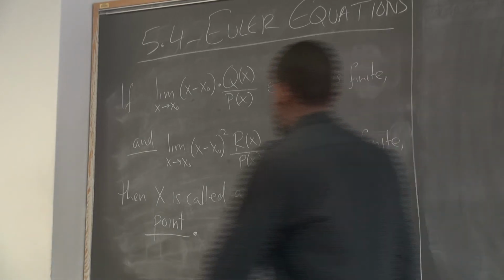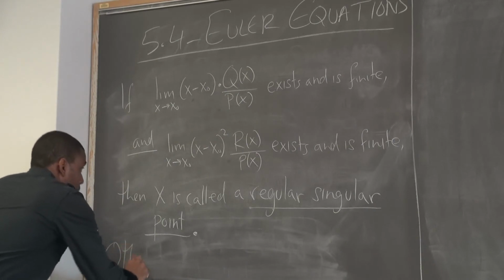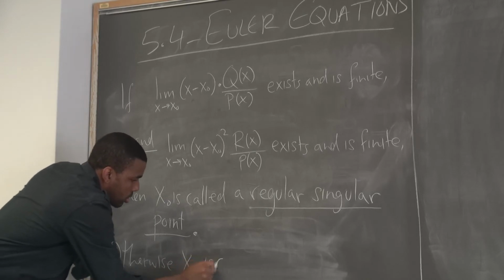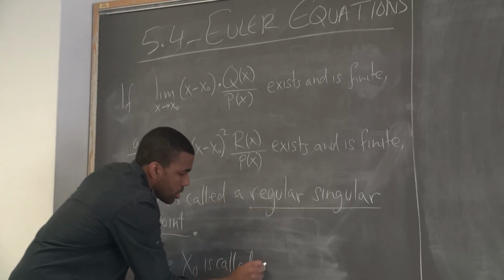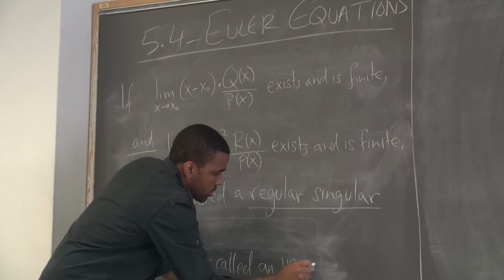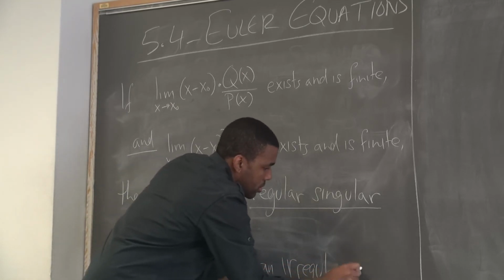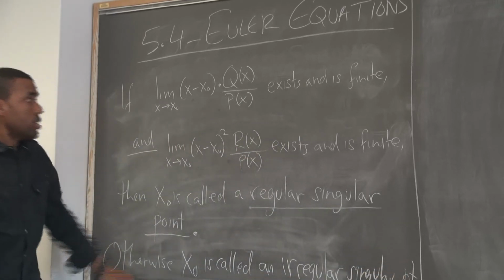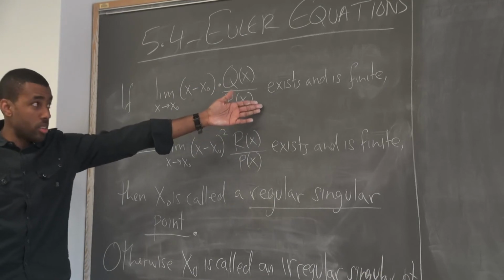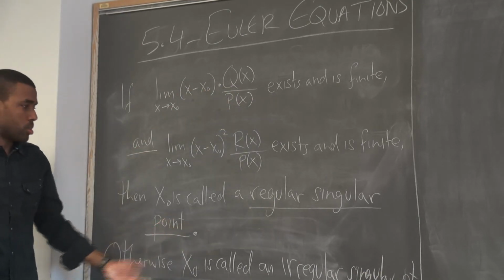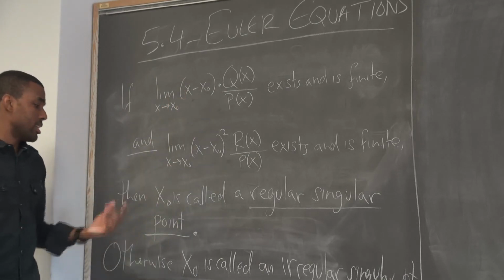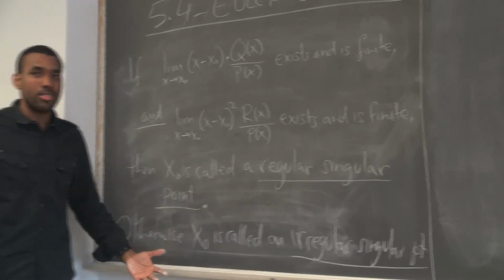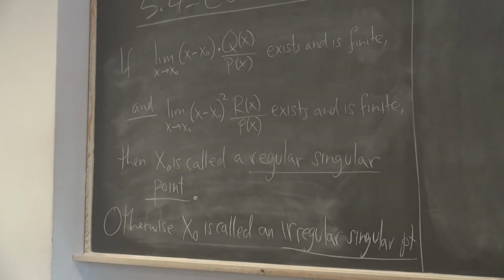Otherwise, x naught is called irregular. So if you take these limits, they give you a finite answer, it's a regular singular point. It means things don't get too crazy. If you take these limits and you get an infinite answer, the limit doesn't even exist, it gets too crazy, basically.